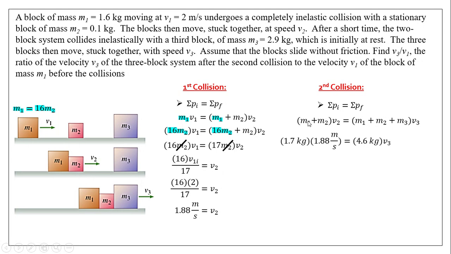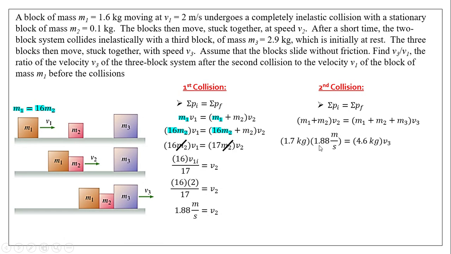Other than that, here, if you want to, you could use the same strategy that I did here, where you can write M1 in terms of M2. But here, I'm just going to plug in the values. So just to show you, you can rewrite M1 in terms of M2, or you can just plug in the values given to you. M1 is 1.6, M2 is 0.1, so 1.6 plus 0.1 is 1.7.